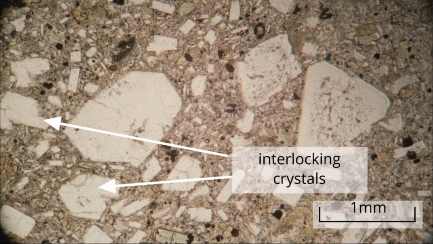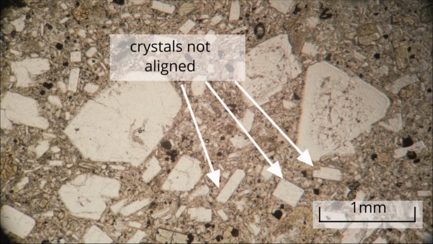This thin section shows irregularly shaped grain boundaries. The rock is composed of interlocking crystals rather than detrital grains that are rounded or angular in shape. Crystals are not aligned, so that the rock does not have a banded appearance. This rock is probably an igneous rock.